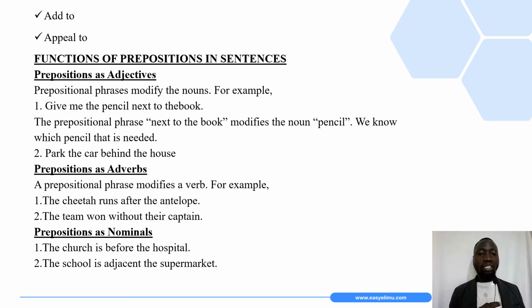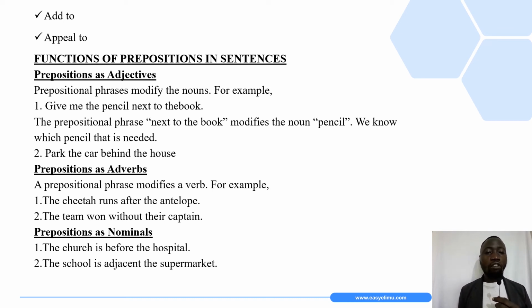Now let's look at the last part, that is the functions of prepositions in sentences. So in a sentence, dear students, a preposition can function as adjectives. They can function in sentences as adverbs, and lastly, they can function in sentences as nominals. So let us first start by looking at prepositions as adjectives.